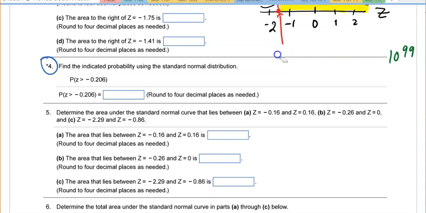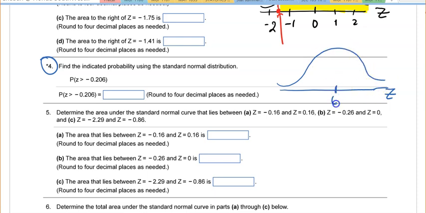Okay, it doesn't tell you right or left, but you know from the inequality you're looking for the area to the right because it's greater here. Therefore I suggest you always make a graph. I'm looking for the probability of z greater than negative 0.206. Remember that this point is the mean, which is 0, and negative 0.206 is somewhere here, correct?